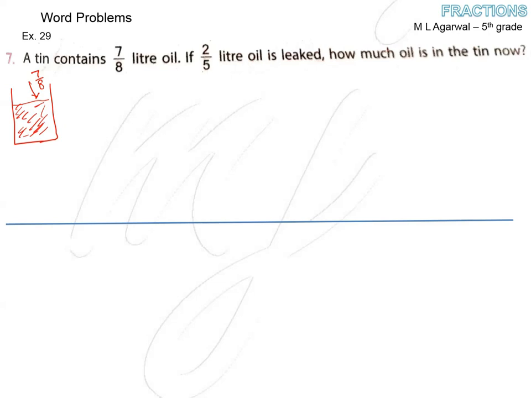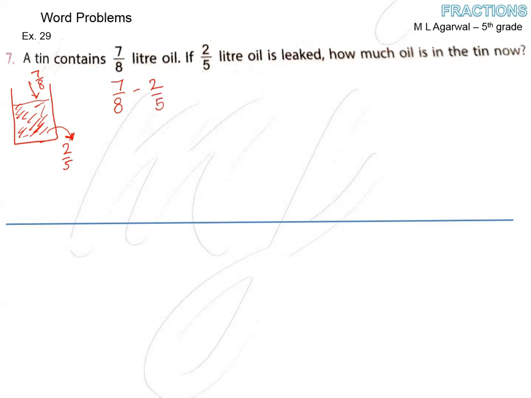How much oil is left in the tin? So 2/5 goes out of this. Correct? So this is very simple. If you understand that I am removing this, removing means delete. So this 2/5 is getting out of this. I can straight away say that 7/8 minus 2/5 will give me the answer. So I can write this as 7/8 minus 2/5.